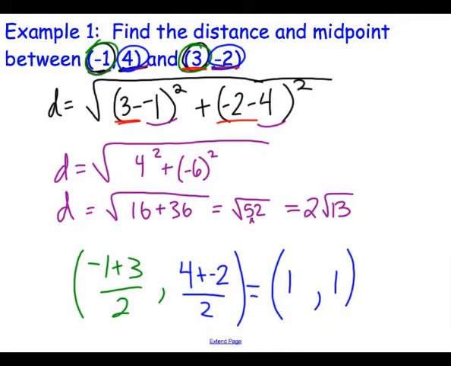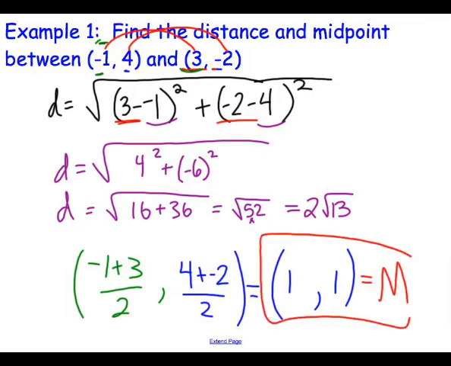Now think carefully, is that point going to be in the middle? You should be able to draw a nice straight line if you were to plot these 3 points. But yes, 1 is right in the middle of each of these sets of numbers. It is exactly in the middle. So there's your midpoint. So we'll say it equals m, and there's the distance. There you go. It's that simple.